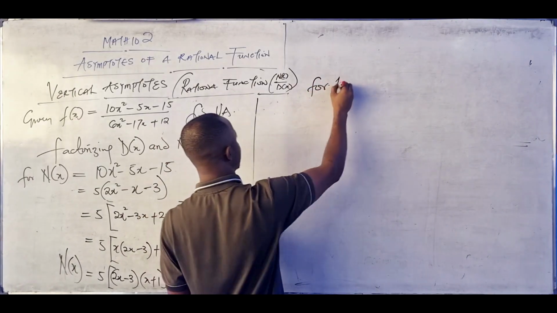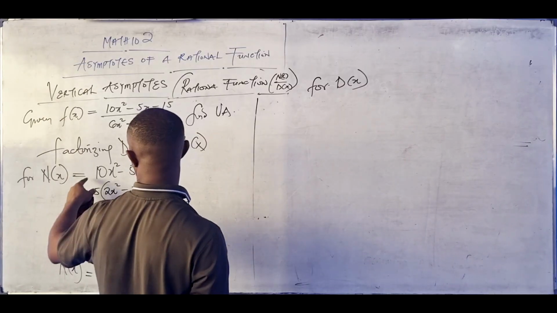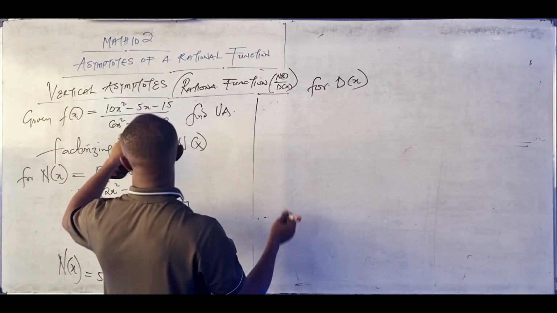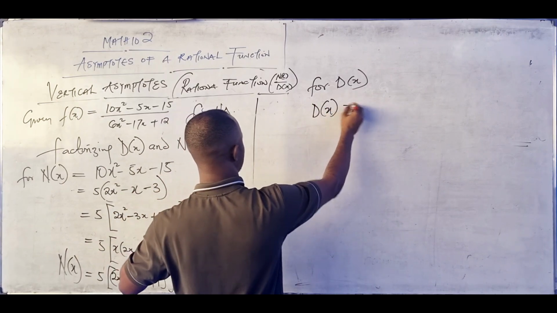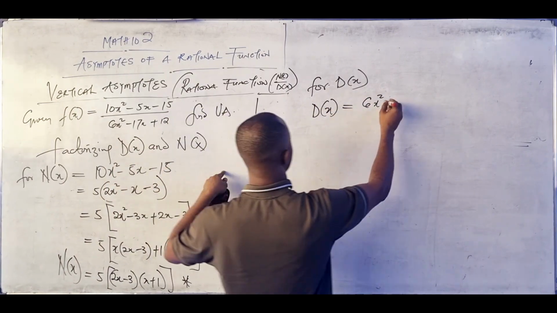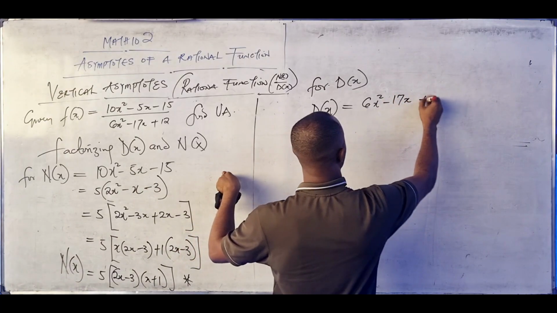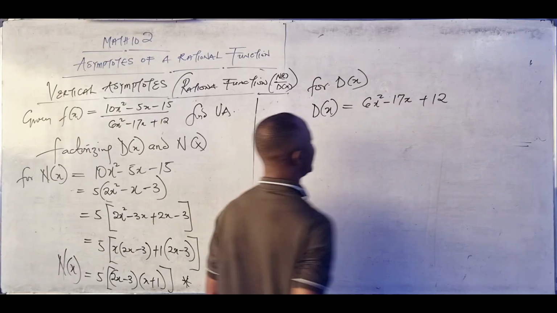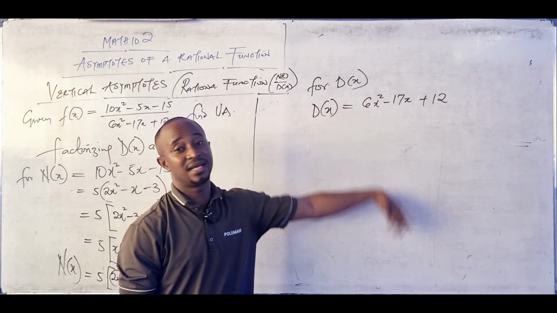So, for the denominator, let's go. Let's find the denominator first. What's the denominator there? 6s squared minus 17s plus 12. In this case, there's no common number that can divide, right?